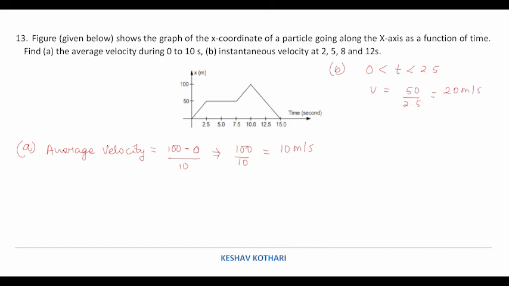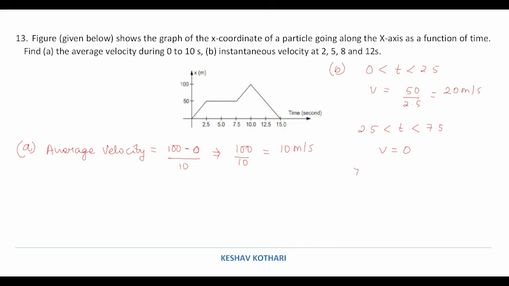So at 2 seconds, the speed is 20 meters per second. Now from 2.5 seconds to 7.5 seconds, the position is not changing, so we say that the velocity is 0. So velocity at t equals 5 seconds is going to be 0.